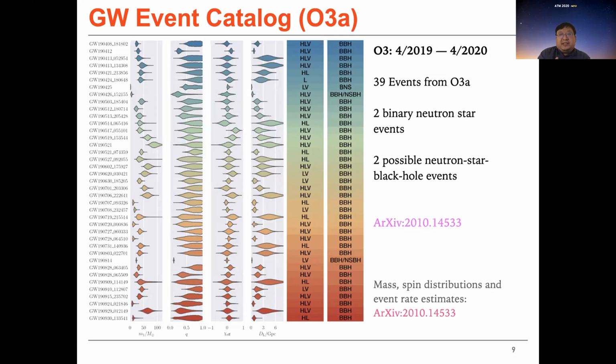So from this, the immediate information you get are the distributions of masses of these individual black holes. Shown in these columns here are the mass of the primary black hole, which is the heavier one, and also the mass ratio. And chi effective here describes the effective spin parameter that measures how fast these are spinning.